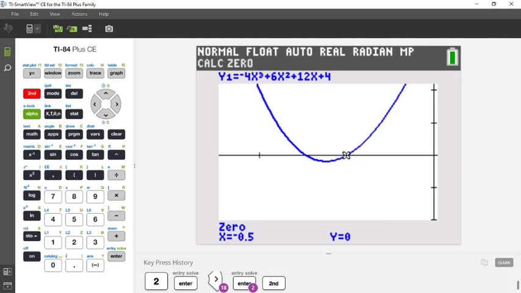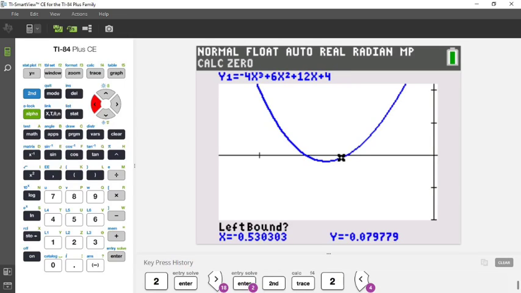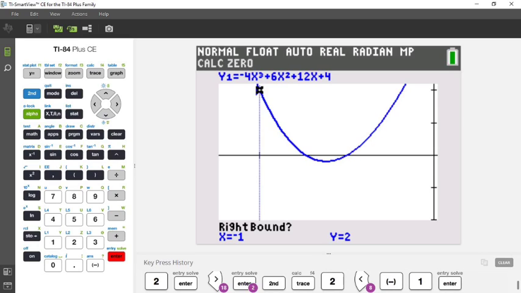So let's, sorry, I got to do it again. So calculate the 0. I'm going to do my left bound. I'm just going to say negative 1 because that's what that is right there, right? So negative 1. And then whatever that is. Dang it, I'm going to have to move this.